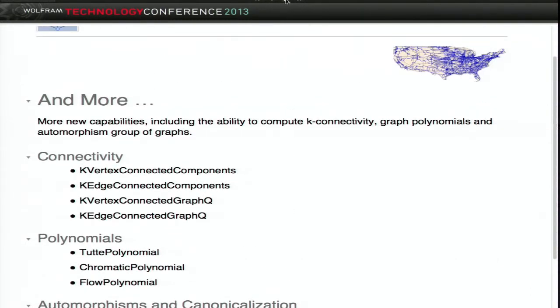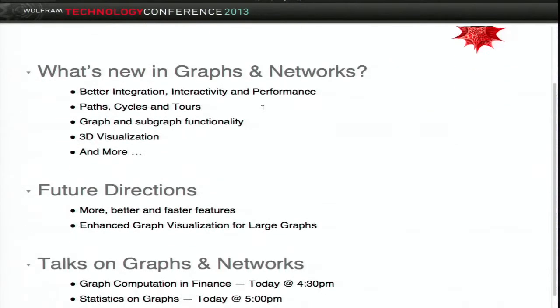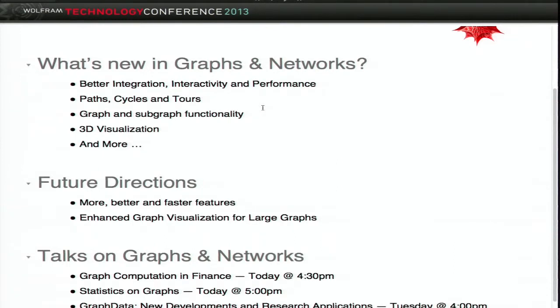There are definitely more functionalities I'm not talking about here, and I hope that when you get version 10, you'll enjoy it. So in conclusion, what do we bring in version 10? We bring better integration, and we keep working on that. Better interactivity and performance. New functionality about paths, cycles, tours. New constructors for graphs, 3D visualization, and a flow of mathematical functionality. Future directions we can discuss later. We have a lot of ideas, but we'll keep working on graphs, improve them, and bring more functionality, probably doing several horizontals and verticals.